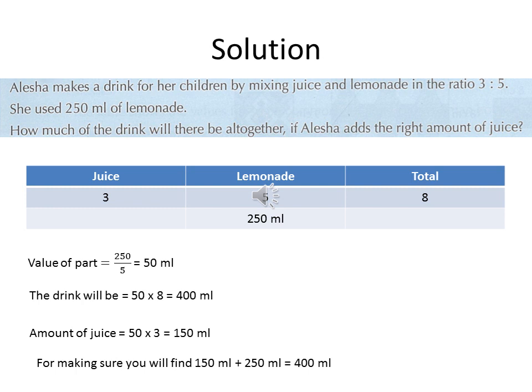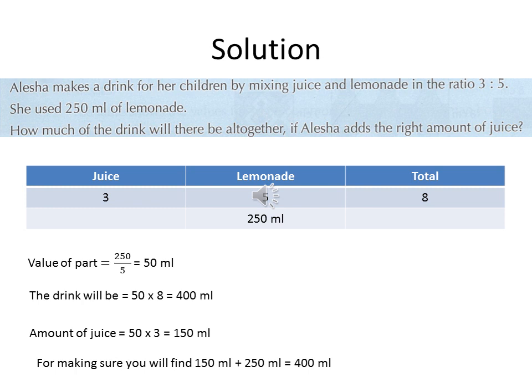So he asked right now about the drink altogether. The drink will be 50, the value of part, multiplied by the total ratio, total parts, which is 8. So 50 times 8 equals 400 milliliters. And this is the answer for the question.